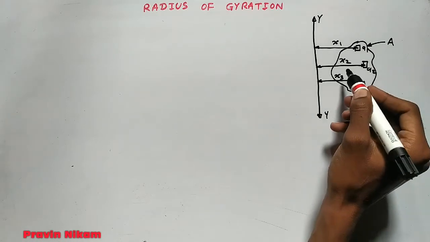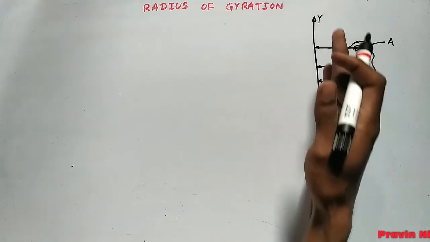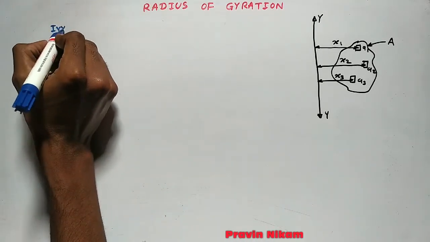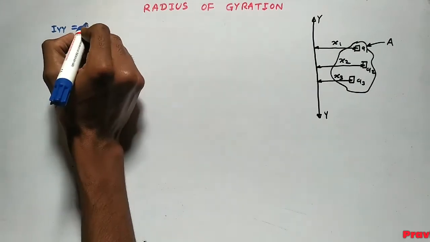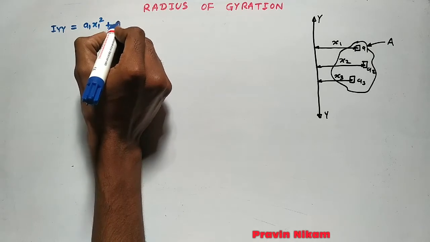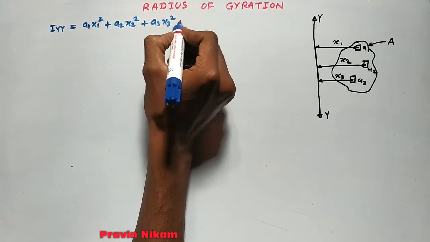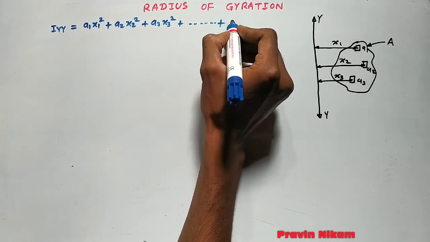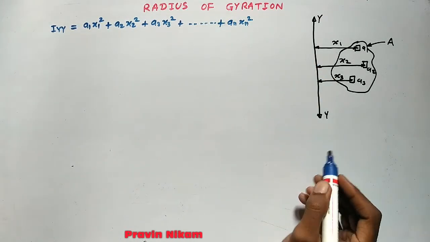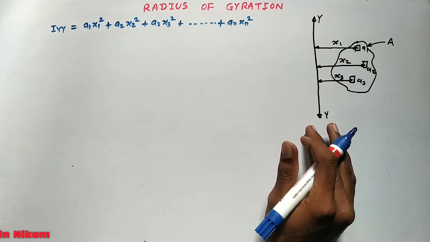Now the total moment of inertia about the y-axis, Iyy, is equal to the summation of all moments of inertia. So Iyy is equal to a1x1 squared plus a2x2 squared plus a3x3 squared plus, if there are n areas, an xn squared. So this is the total moment of inertia of this area about the y-axis.